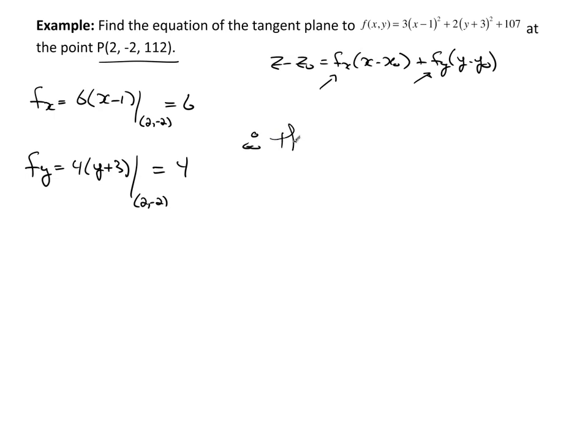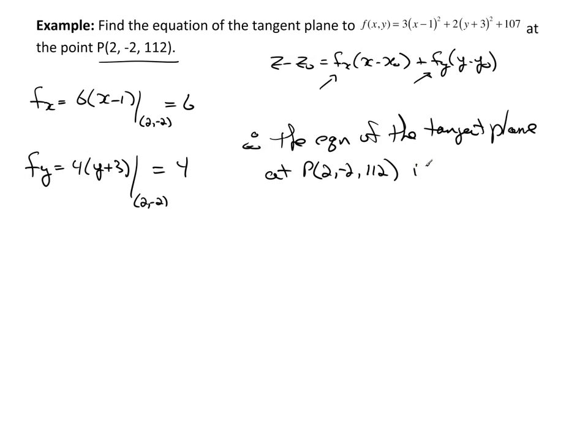Therefore, the equation of the tangent plane at very specifically the point 2, negative 2, 112 is z minus z naught, well, z naught is 112, equals the partial of x, which is 6 times x minus x naught, well, that's x minus 2, plus the partial with respect to y, which is 4 times y minus y naught, which is minus negative 2, so that's plus 2. And there's the equation of the plane.